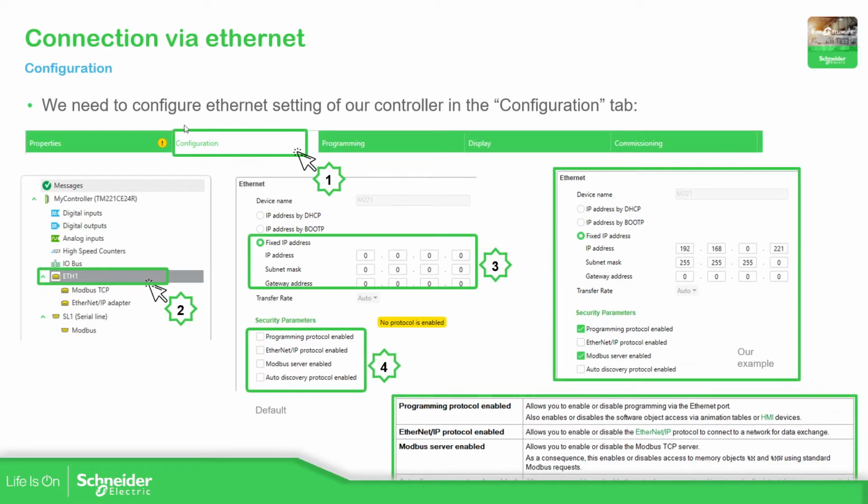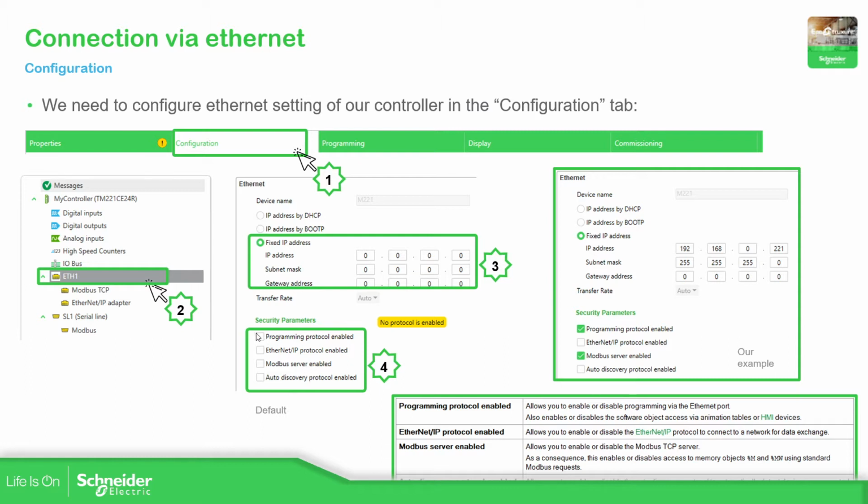So in order to do that, what we need to do is to go to the configuration tab, and then select the Ethernet one, the only one that we have on the M221, if it's one with Ethernet, and change the settings. If you want a fixed IP address, in my case, we need to select the fixed IP address, modify the Ethernet settings that you have, and finally, check these security parameters that we have on the software.